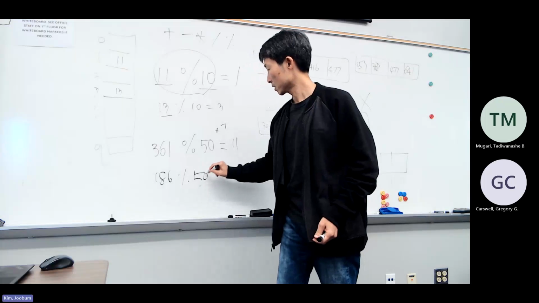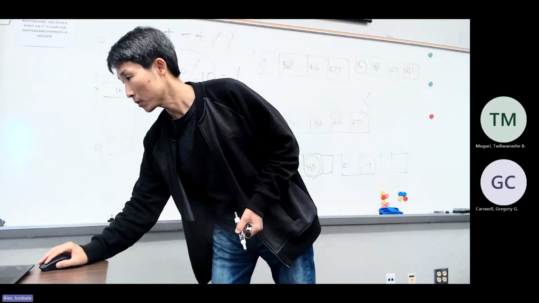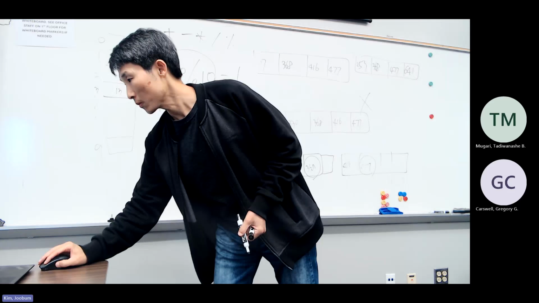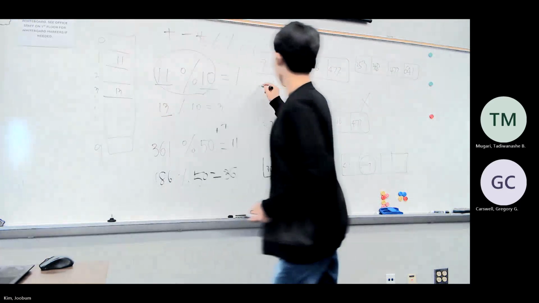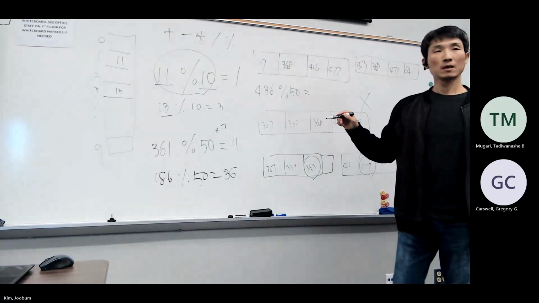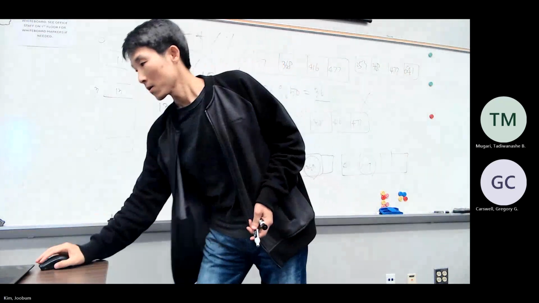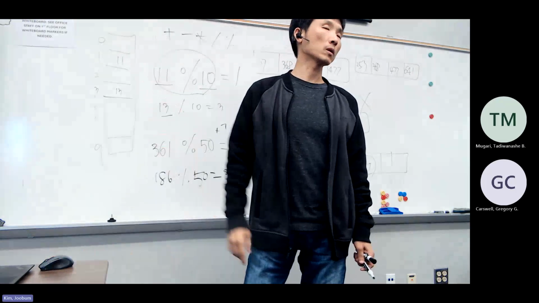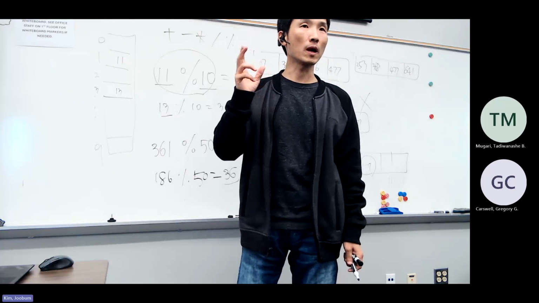And 186, find the remainder of 50, what? 36. Okay, go to room number 36 and store there, right? How about 436, modulo 50? 36. Uh-oh, 36, 36. 36 is already occupied by Adams. It is called a collision. So we have to find a way to avoid the collision.